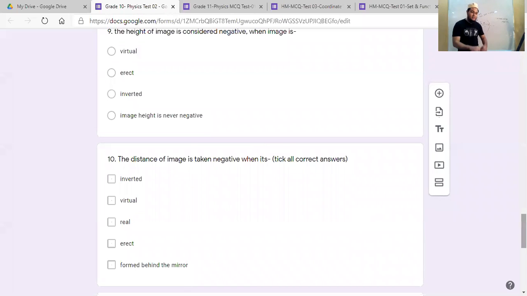Okay, whenever anything is happening in front of the mirror, it is real and they will be considered positive. Anything taking place behind the mirror, they are virtual and they will be considered as negative. Okay, and in case of height of the image, if it is erect, positive. If it is inverted, then negative.